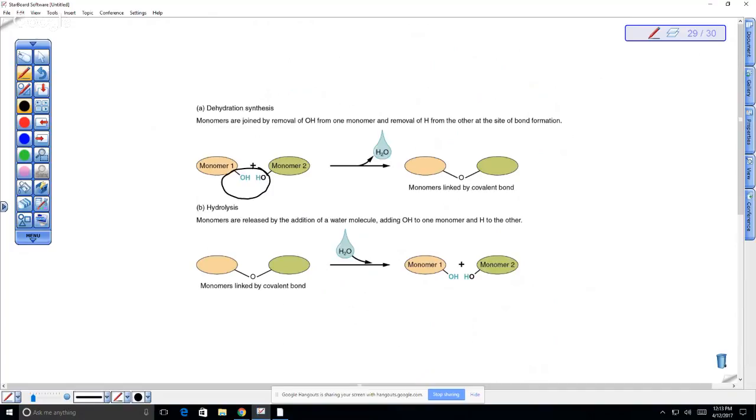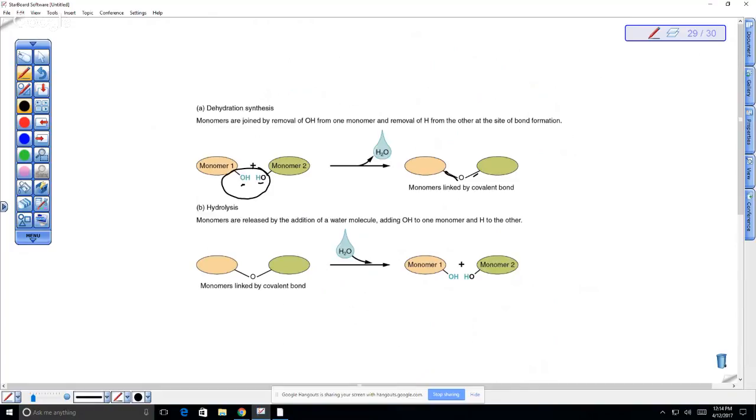And so notice that there's OH and OH on this side, and we can take the water out of that, and we form a new chemical bond, a covalent bond between those two molecules. So energy is stored and water is released.